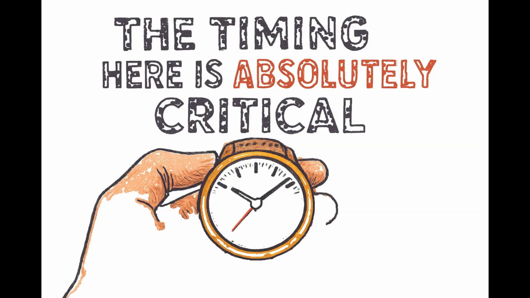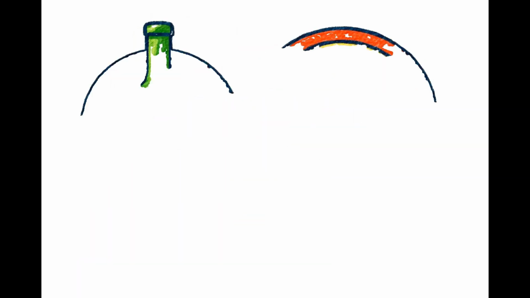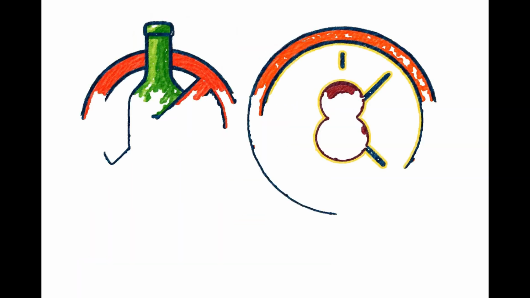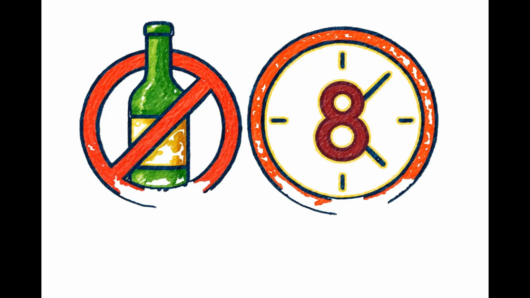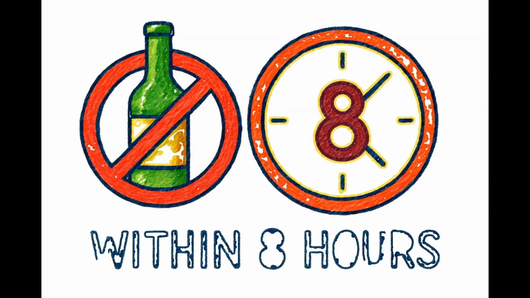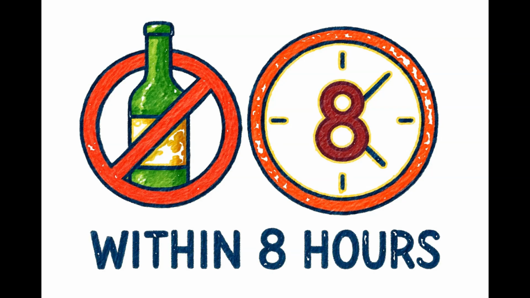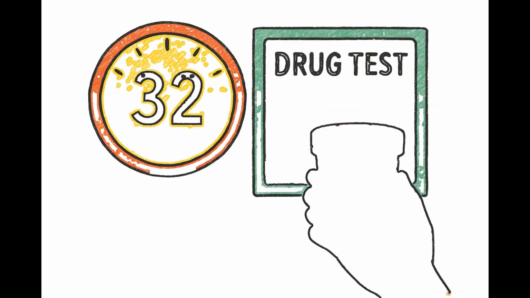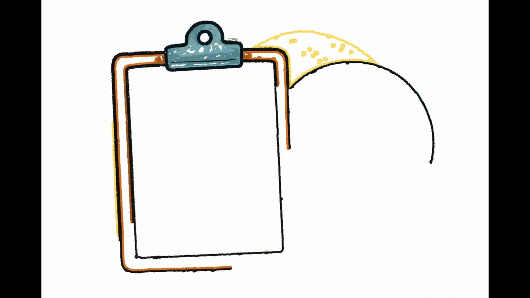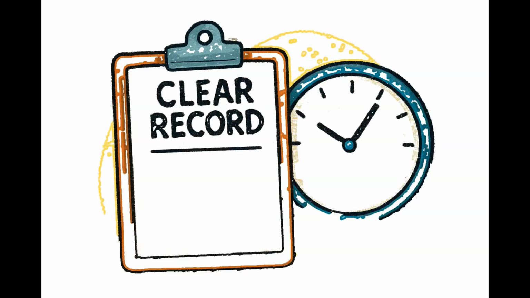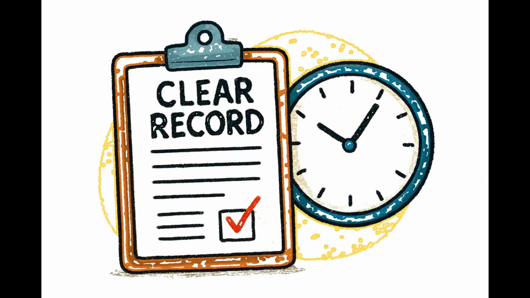The timing here is absolutely critical. Alcohol testing must be done within 8 hours of the accident, and you are prohibited from consuming any alcohol until that test is done or until 8 hours have passed. Drug testing has a wider window, but must be conducted within 32 hours. If a test isn't administered in these timeframes, a clear record must be made explaining why.